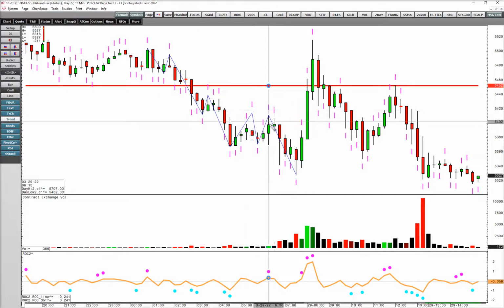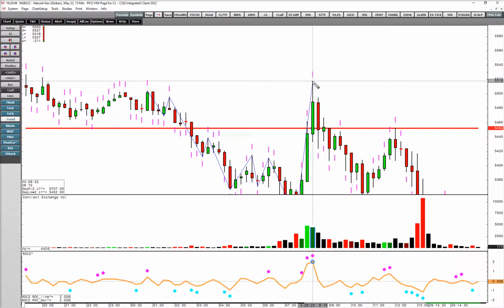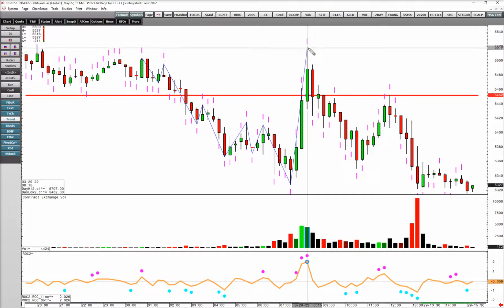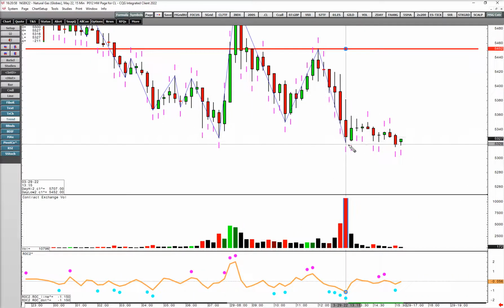Now this was a two-legged pullback, but this one stopped at 541.1, and this was 541.5. It wasn't even like a tick. It was 4 ticks lower. And then, boom, just like we saw in copper the other day, we got this spike out of nowhere. And this is a hoagie. So, again, one leg down, one leg up, one leg down.